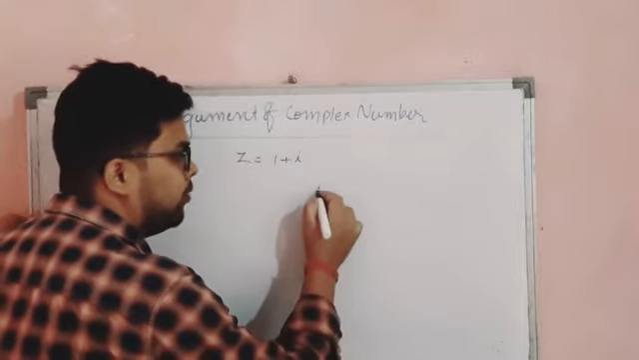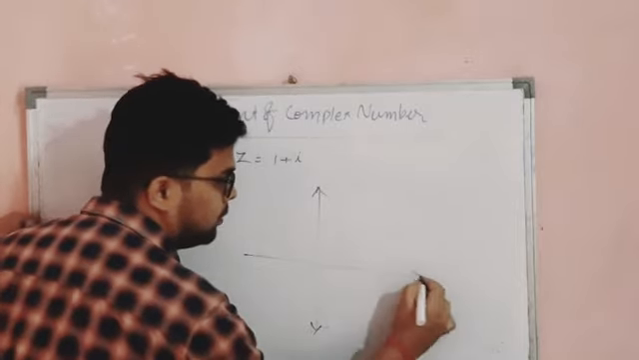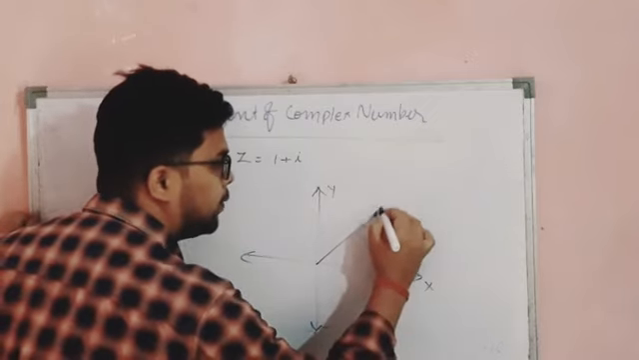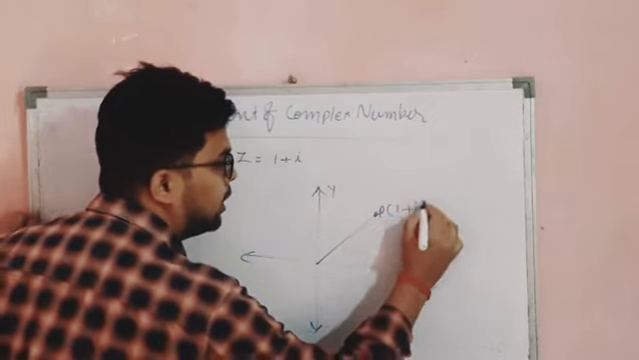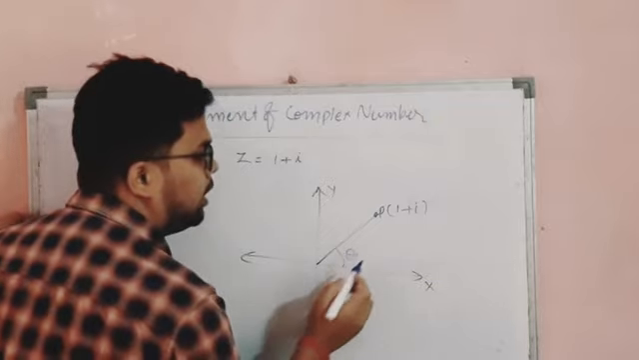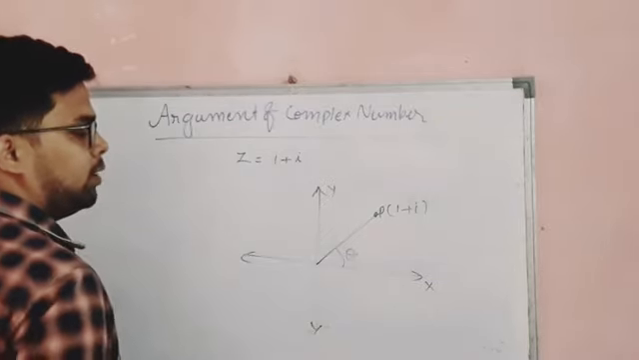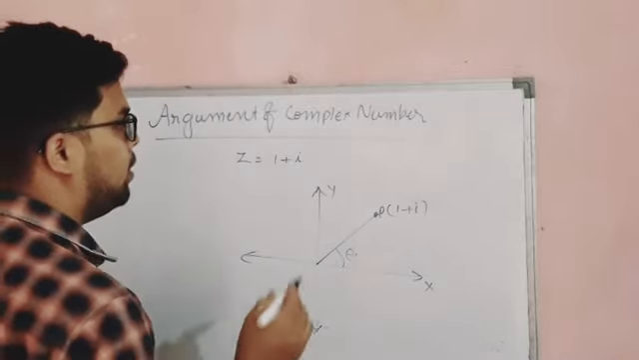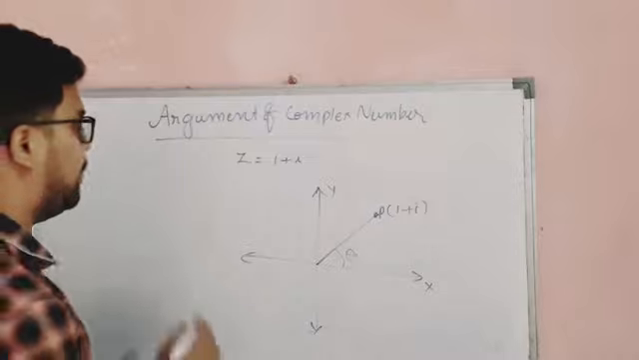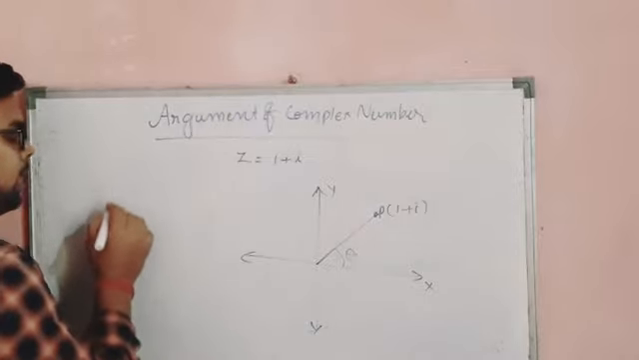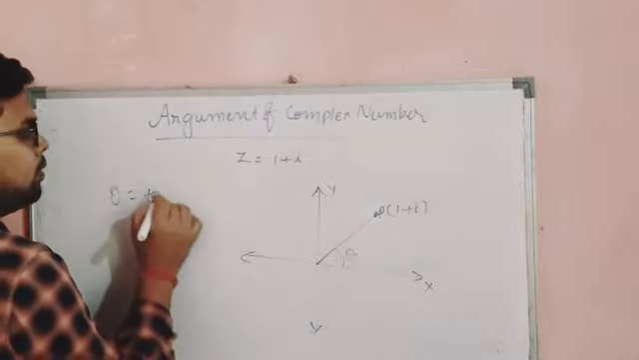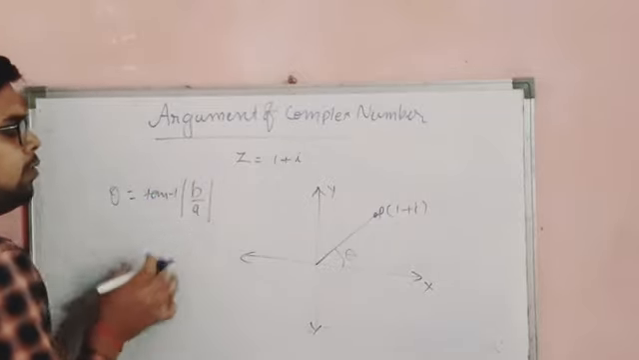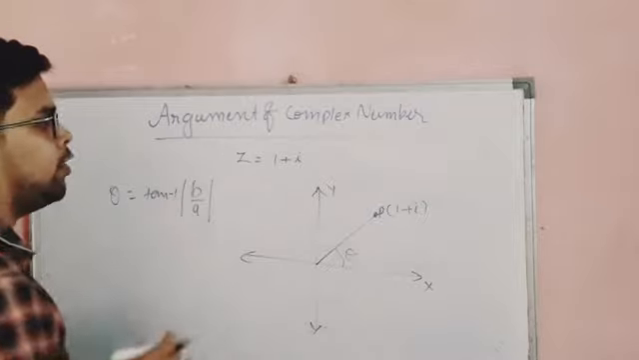Okay, so we will draw this. Let this be the x-axis, this the y-axis, and let this be point P, representing 1 plus i, and this is angle theta. So we have to find the value of theta. What will be the value of theta? The value of theta is found by a formula: theta is equal to tan inverse mod of b upon a. This is the formula for finding the argument of any complex number.